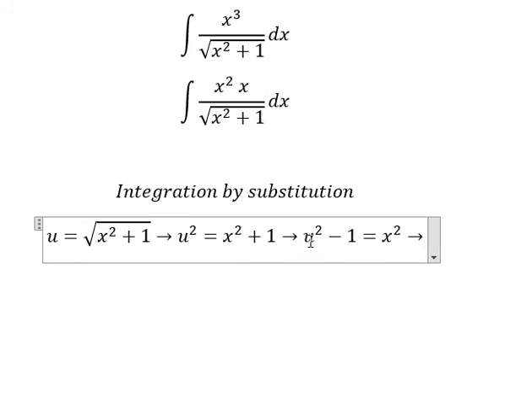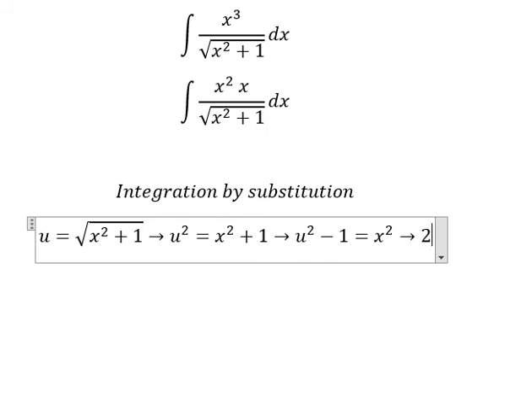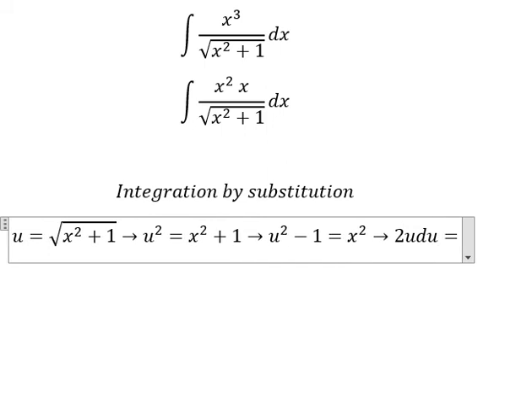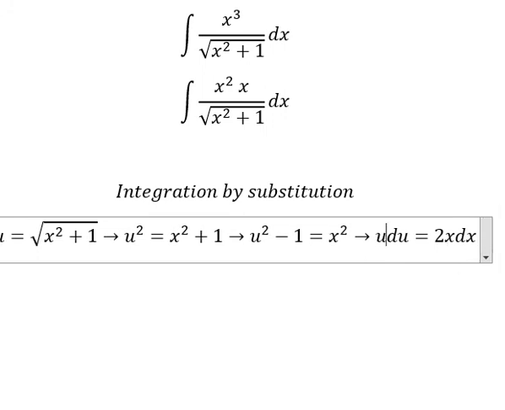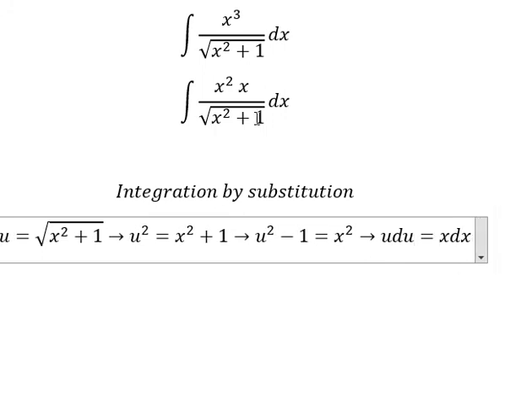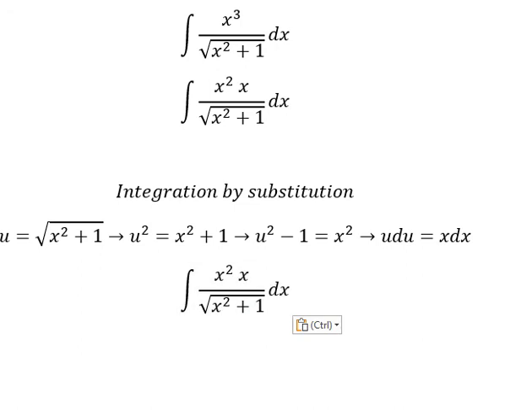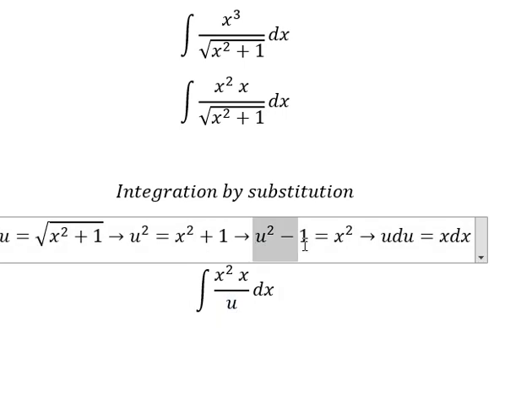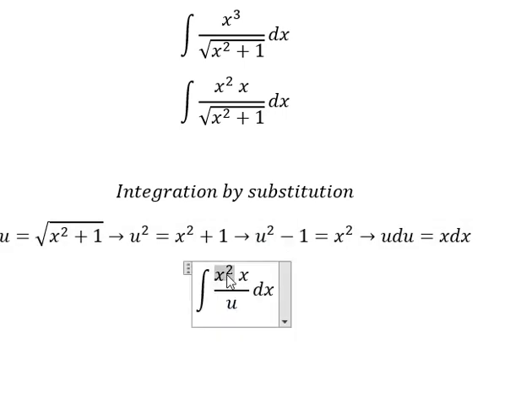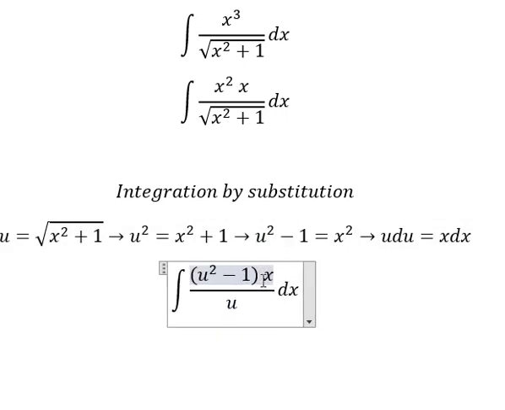Next, we take the first derivative of both sides, and we have 2u du equals 2s ds. So we divide both sides by 2. So this one we change to u. s squared we change to u squared minus 1. s ds we change to u du.